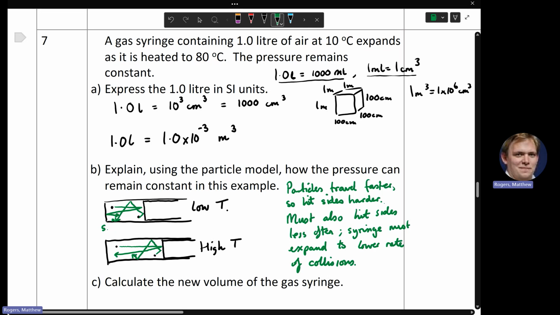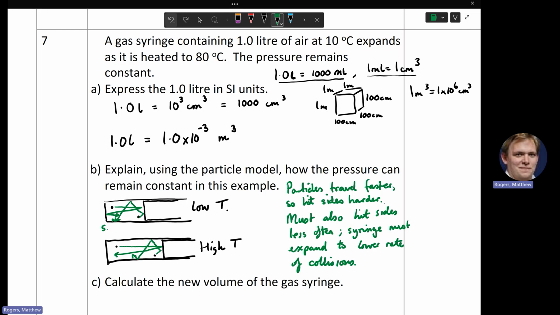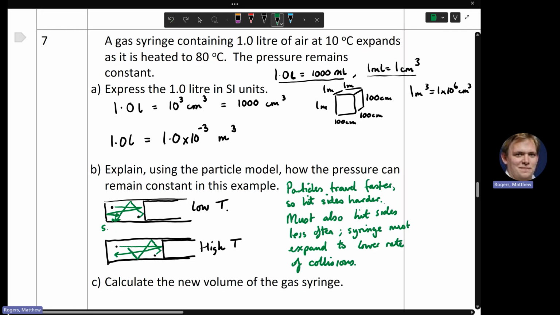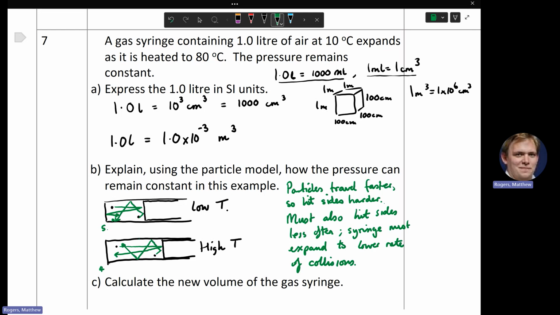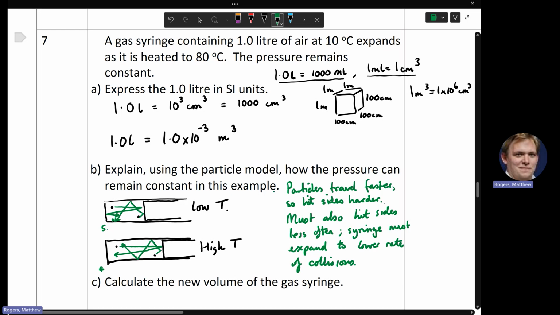This arrow should be longer, so maybe I should have extended it before I finished drawing it, but we don't want it to come into contact with the wall at the top. Cheating slightly to make sure we get the answer that we want. So in this one, there's a total of 4 collisions. So in my first box, we've got more soft collisions, and in my second box, we've got fewer hard collisions, and that's how we can say the pressure can remain constant in this case.